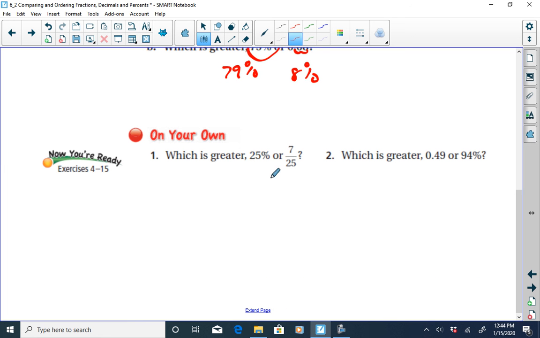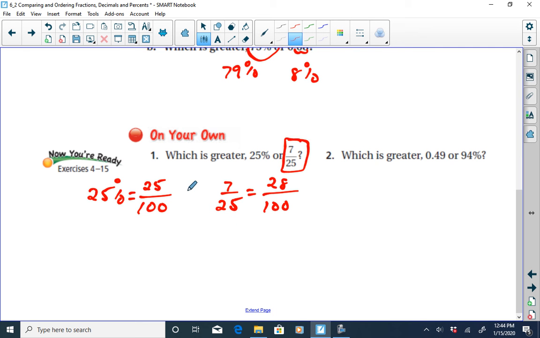25%, we want to compare that with 7 over 25. Probably best to write each over a fraction of 100. So 25% is the same as 25 over 100. 7 over 25 is the same as what? This is times 4, so 28 over 100. Right? So 25% is 25 over 100. 7/25ths is 28 over 100, which is greater. 7/25ths is going to be greater, right? So it's going to be less than. Okay?